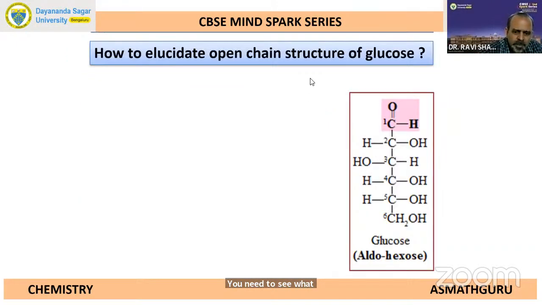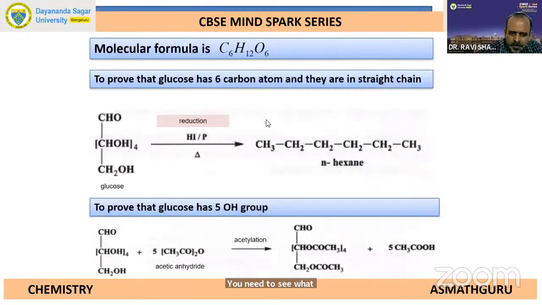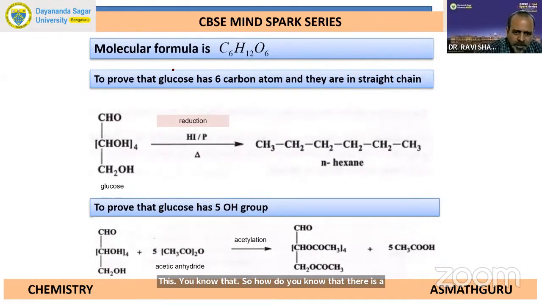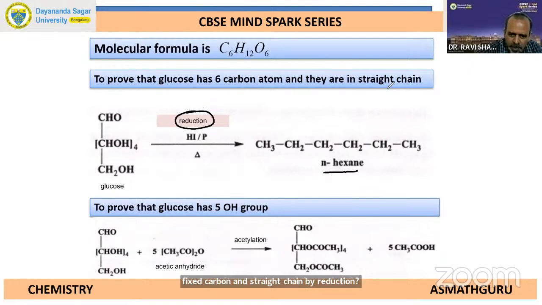Sir, how to elucidate the structure of glucose? This you know that. Sir, how do you know that there is a 6 carbon and straight chain? By reduction reaction, sir, we get n-hexane, and this will tell us that it is having a straight chain and 6 carbon. And acetylation tells us that it is having 5 OH groups.